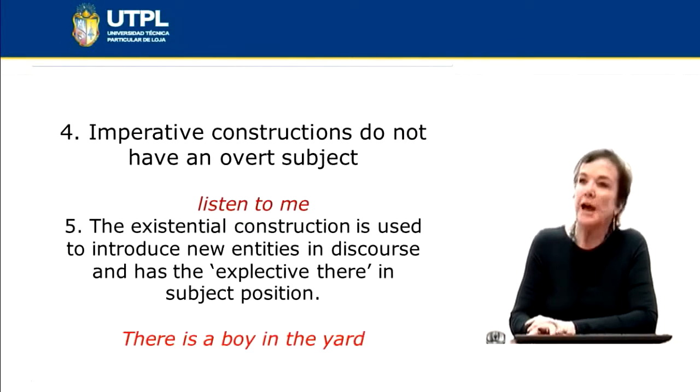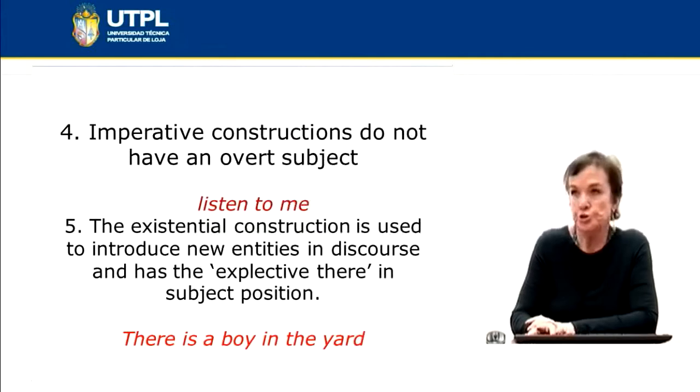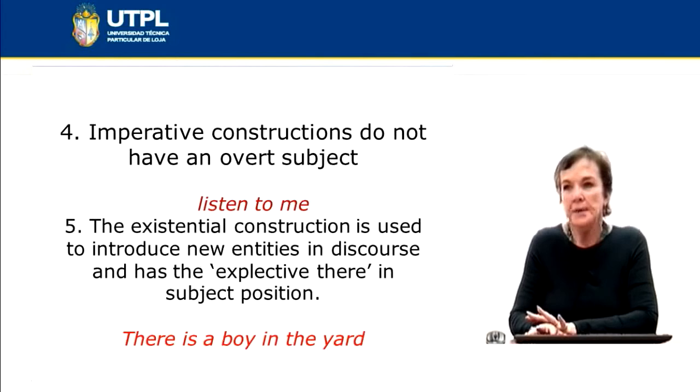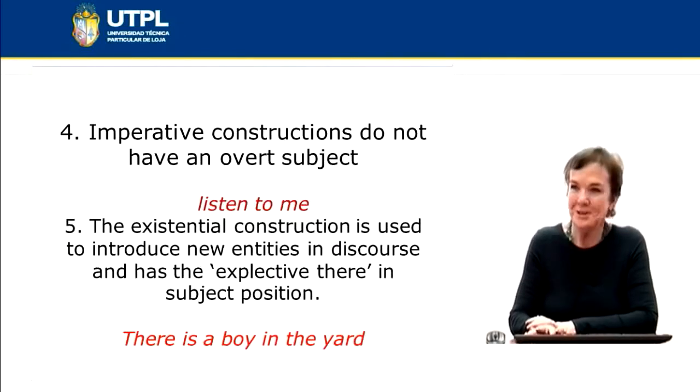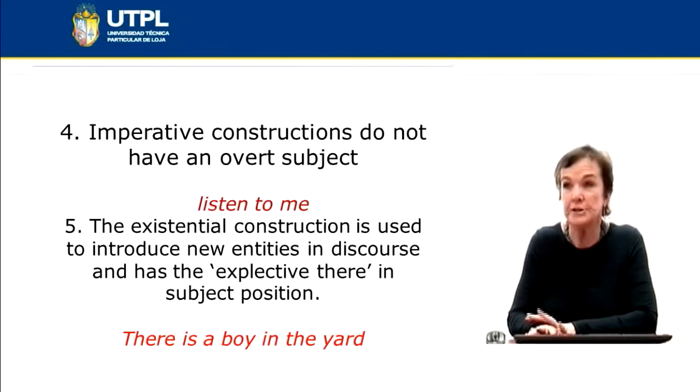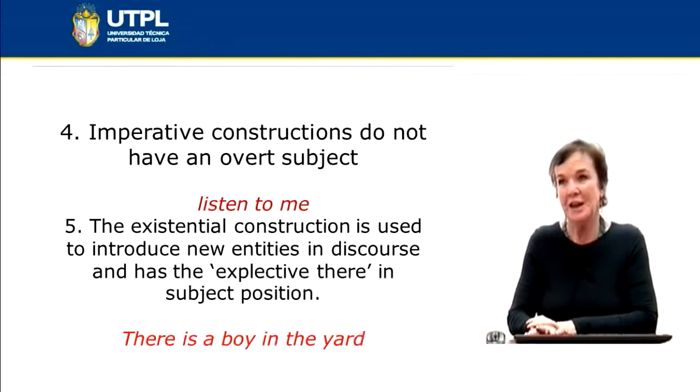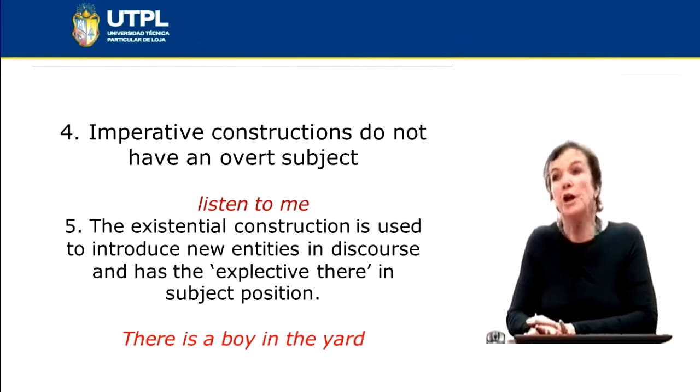Also, we can recognize imperative constructions. These constructions do not show an overt subject. For instance, listen to me. Imperative constructions have the quality of referring only to the second person, you. So the understood subject here is always you. You listen to me. But as an imperative, we omit the subject and we say simply, listen to me.